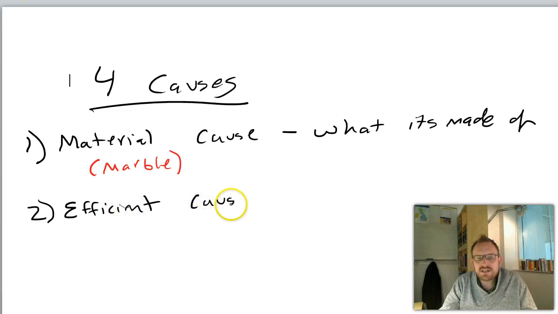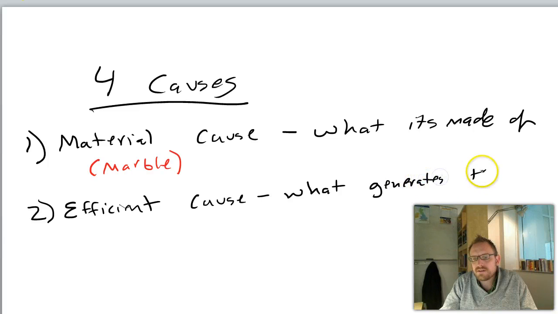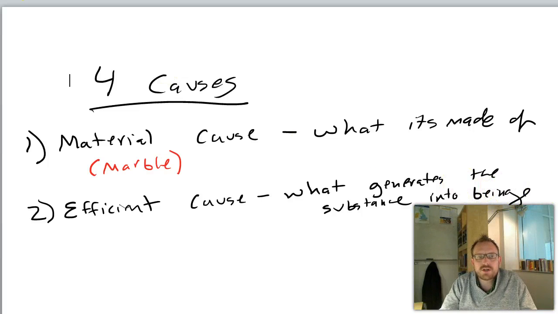And the efficient cause is what generates the substance into being. So the question there is, the efficient cause refers to what generates the substance into being.